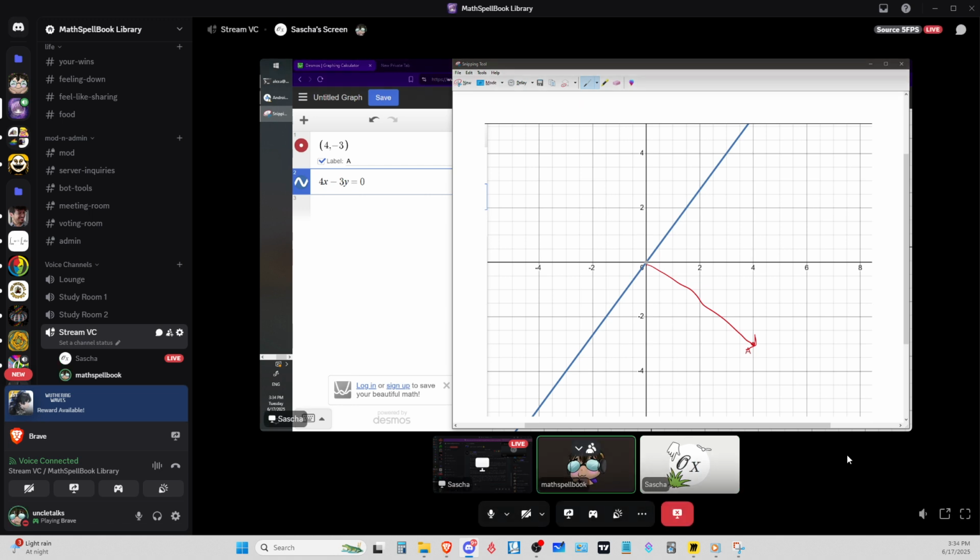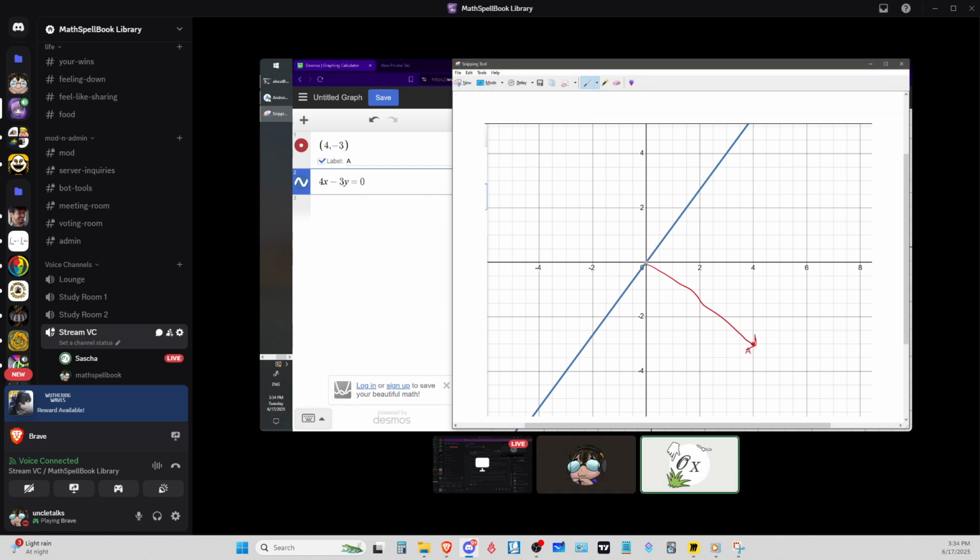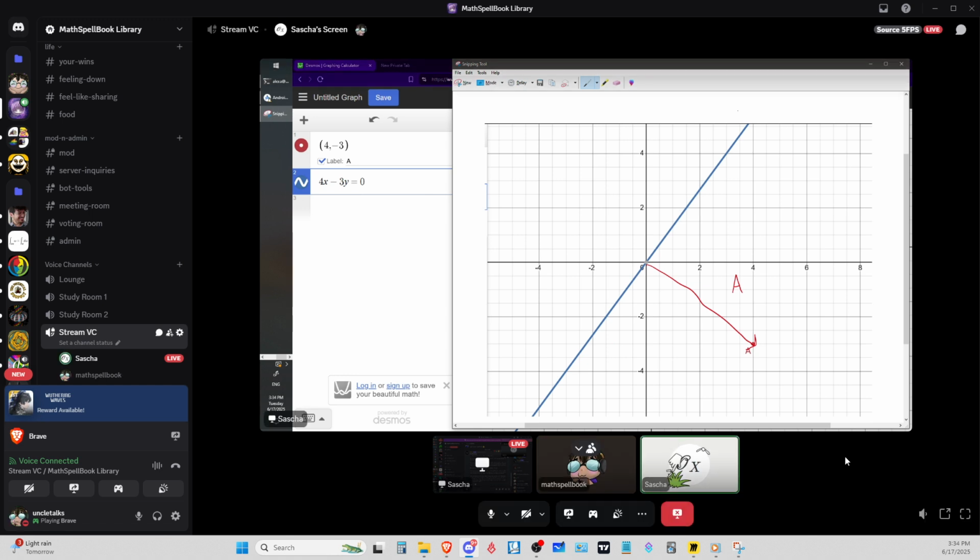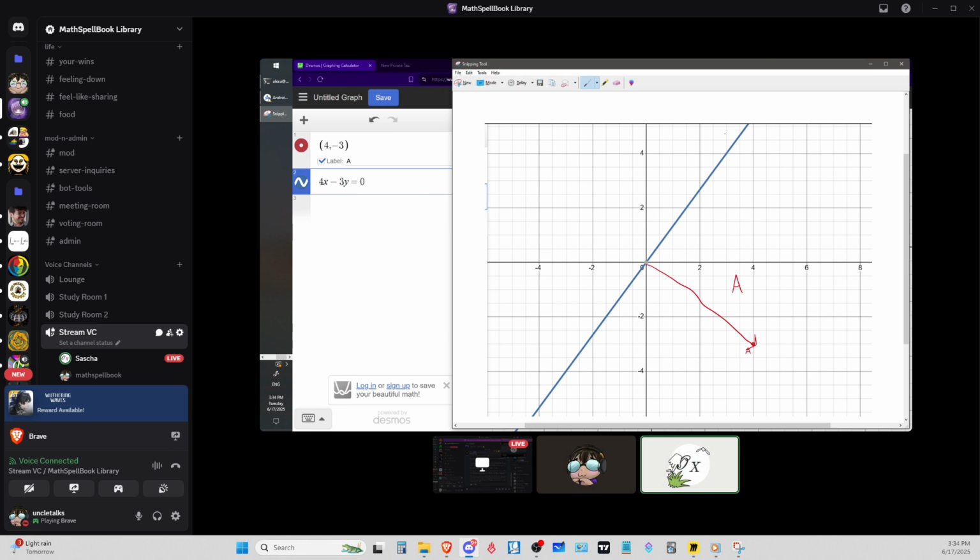Okay, so what can you say about the blue line compared to the vector A? The blue line is, well, it is perpendicular to it. Yeah. So you see any points on the blue line would be a perpendicular vector to the red one, right? Right.